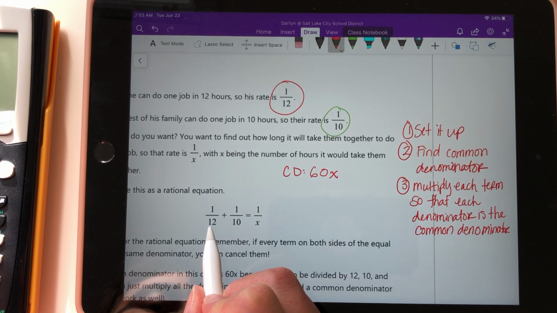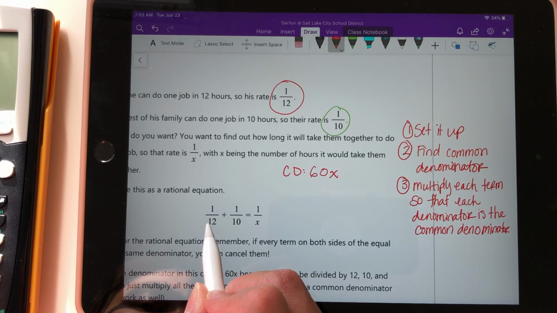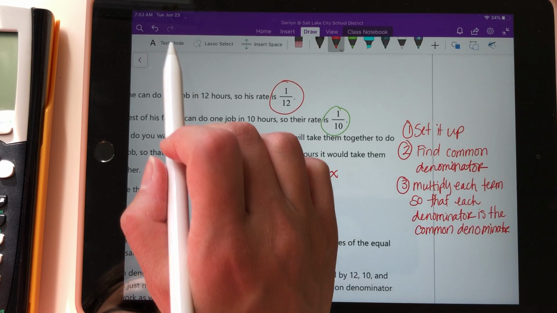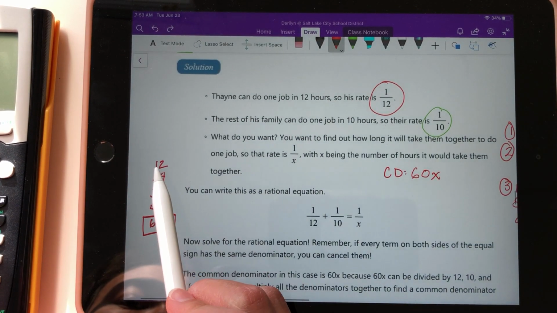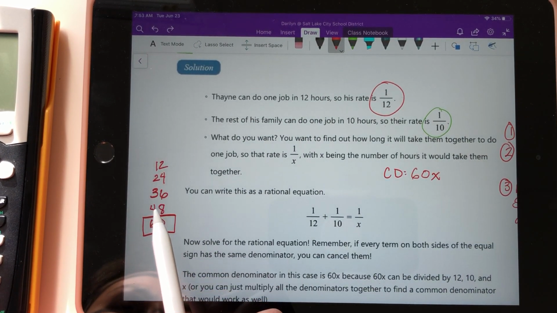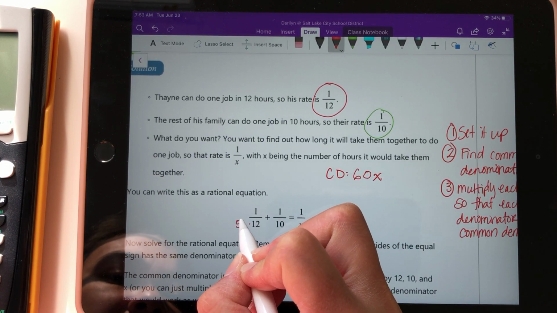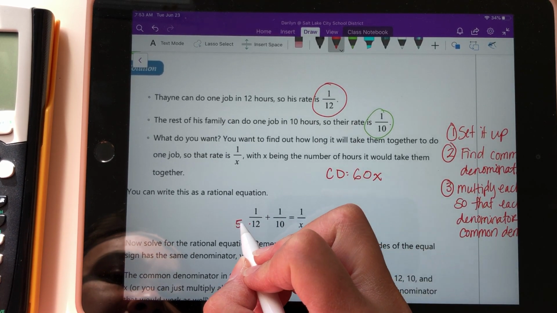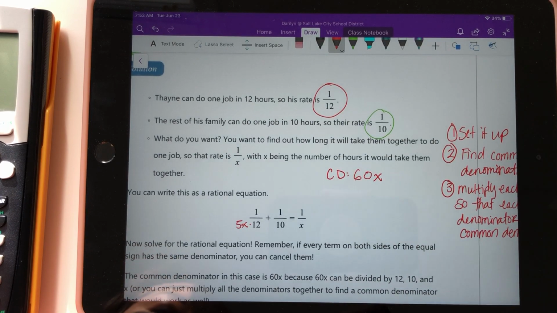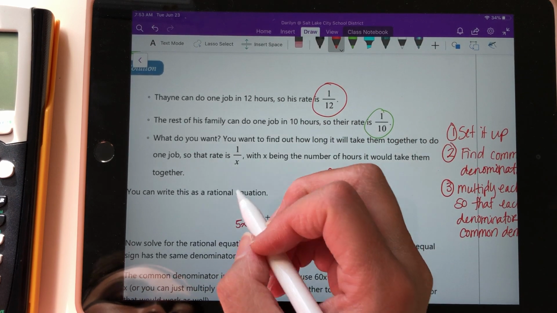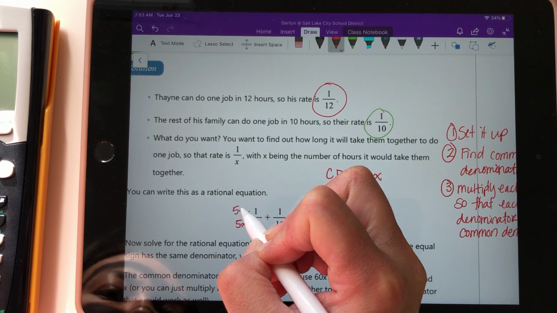Okay, so I notice this is 1 over 12. I want that to be a 60x somehow. So what do you multiply 12 by to get to 60? Well, let's see. We had 1, 2, 3, 4, 5, right? So 12 times 5 is going to give you 60. So I'm going to multiply this by 5, and I need to have an x there because the x has to be in the denominator. So I'm going to multiply by 5x. But what you do to the bottom, you do to the top, times 5x.